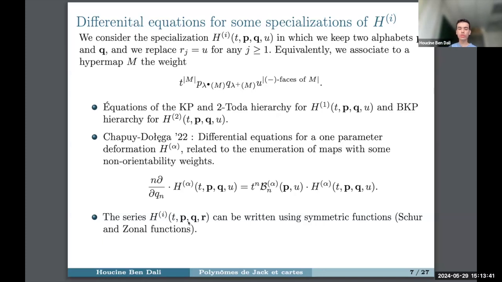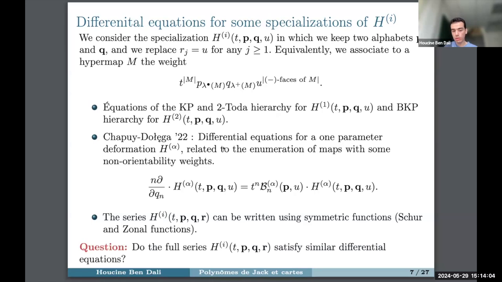The only problem of this approach is that it is quite rigid. So, for example, we do not know if there is a deformation of this. So we cannot use this approach to understand the alpha deformation related to Jack polynomials. And also, it does not really give recursive information about maps. So it does not give us differential equations like this. So it is natural to ask if there is a differential equation satisfied by this series with full profile controlled, and this is the question that I will try to answer in this talk.